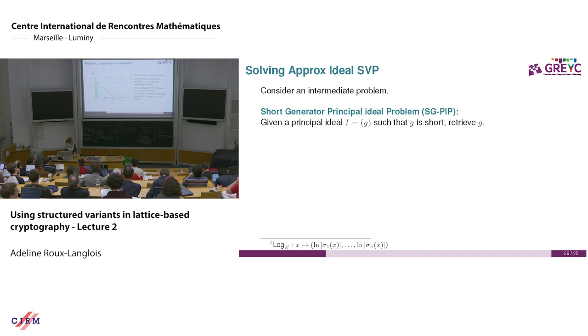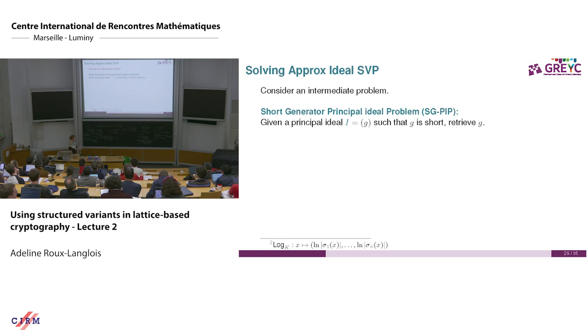Okay. So to see how it works, we will consider an intermediate problem, which is approx ideal SVP, but on principal ideals. So instead of having an ideal on which you want to solve approx SVP, you consider a principal ideal. So it will be a bit easier.